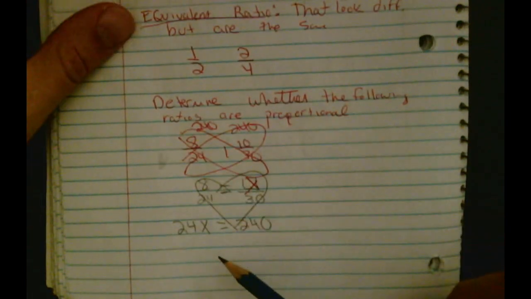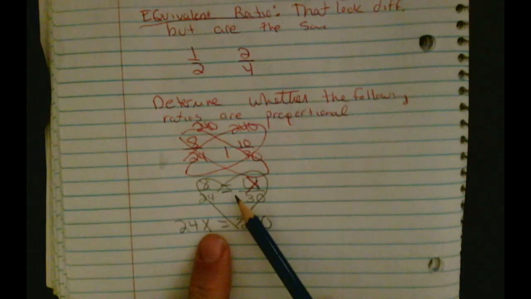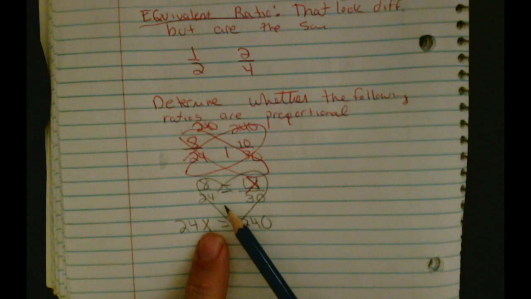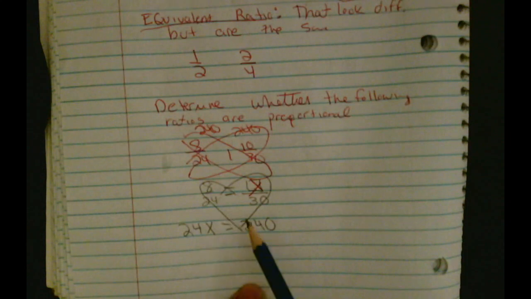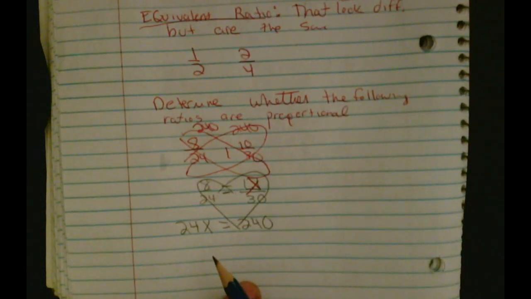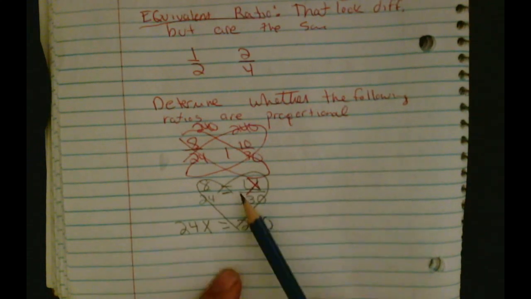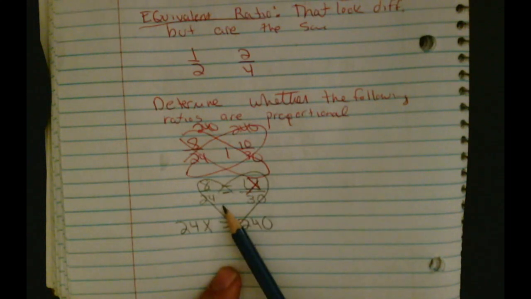Does this look familiar to you? This is a one-step equation here. Notice how up here we multiplied one side by 24. Then we multiplied 30 by 8. Do you remember the most important rule of equations? Whatever you do to one side of an equation, you do to the other side. And that's exactly what we did here. We multiplied one side by 24x, therefore we multiplied the other side by 24x.